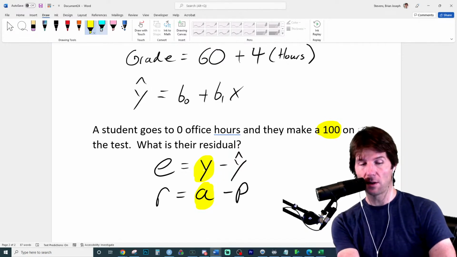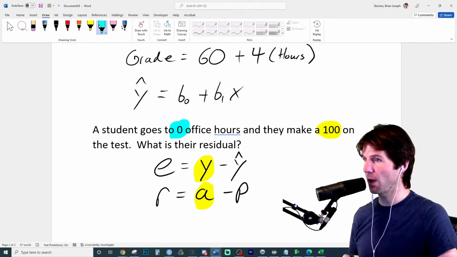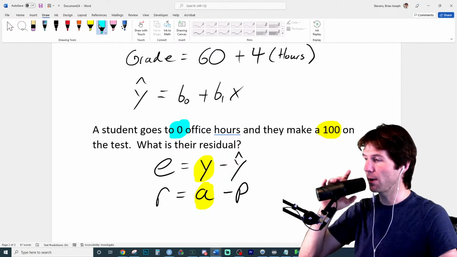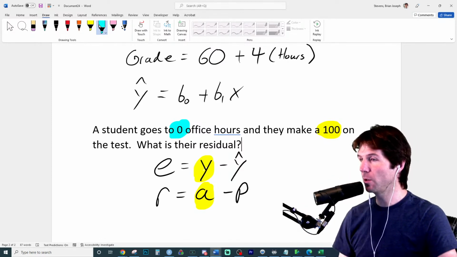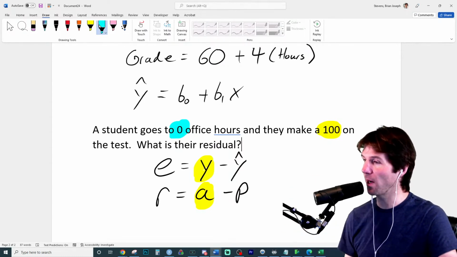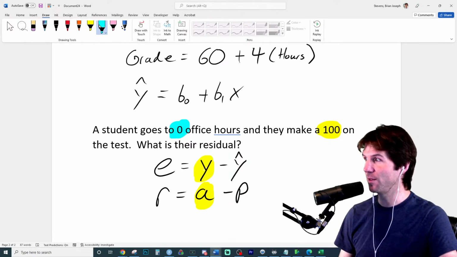Now we next need to know this. They went to 0 office hours. That is their what value? Just one letter in the chat. They went to 0 office hours. That is their value of what? And good for them making 100. Hey, if you go to 0 office hours, you make 100. I'm proud of you. I tried to make the modules as good as I could to help you learn the material, and if everyone could make hundreds and not come to office hours, I'd be like, awesome.